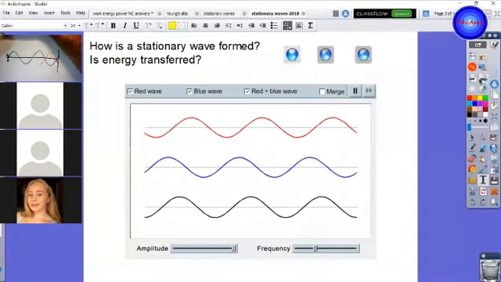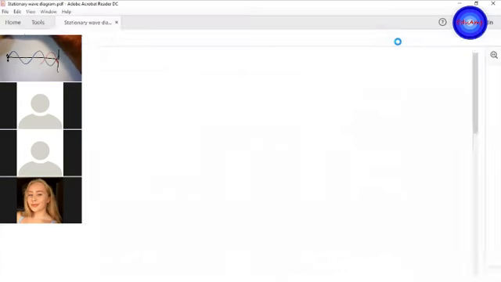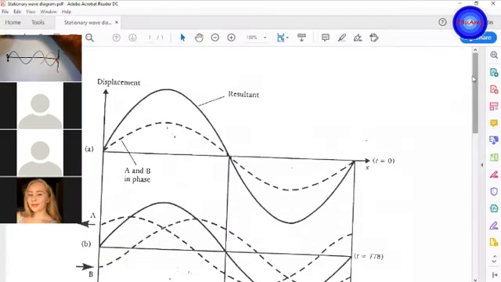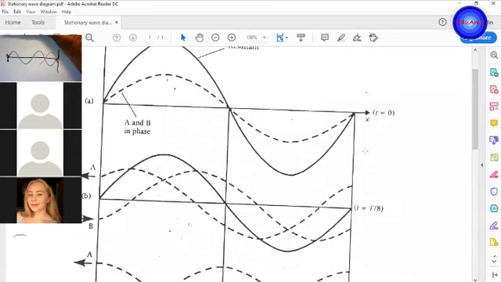Now these things, I think I've included this on the Edmodo. I'm sure I have somewhere. So this shows it better. This is a snapshot in time, where your black is your wave, the stationary wave at time 0, just like a snapshot.